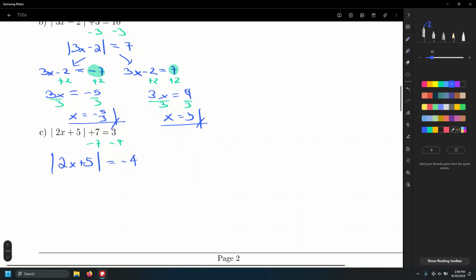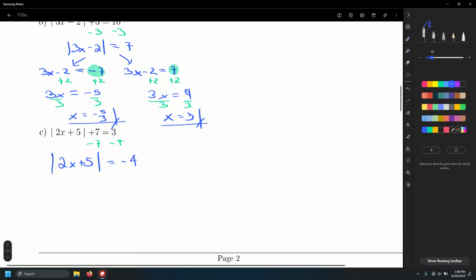However, think of the definition of absolute value. It doesn't matter what you have in here, the 2x plus 5, but the real meaning of absolute value. Isn't that the distance between a number and x? Right? However, can we have negative distances? Yes.